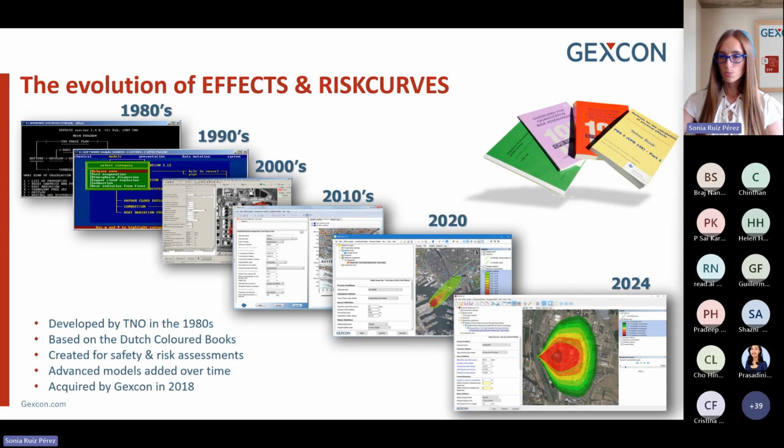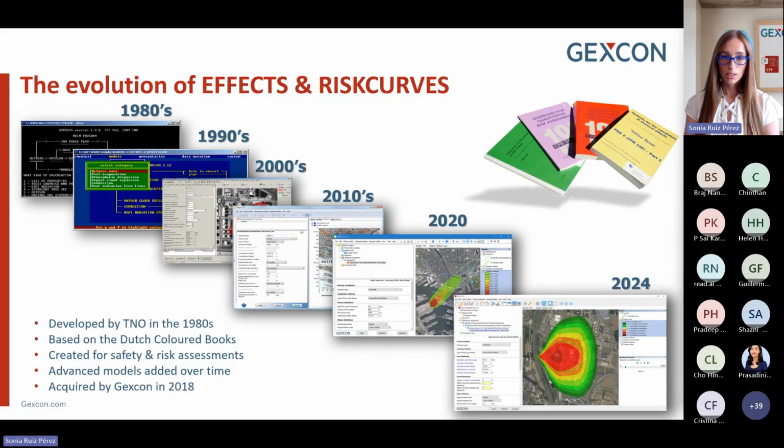And it was the very first piece of literature for defining models to simulate fires and explosions, and also including a set of guidelines on how to perform a QRA. So EFFECTS and RISKCURVES are, or were, based on these Colored Books, and over the years, EFFECTS and RISKCURVES have obviously undergone significant enhancements to meet evolving market needs.